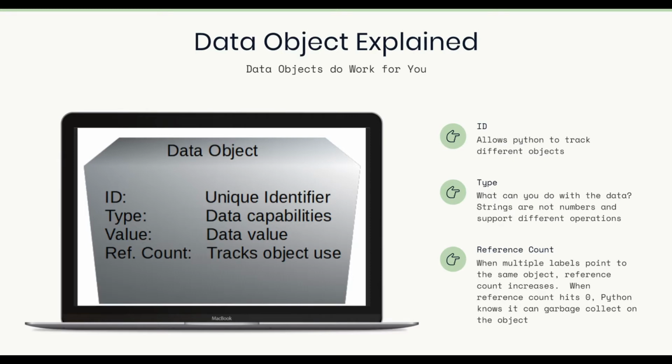And reference count. When multiple labels point to the same object, reference count increases. If we change what those variables point to, reference count decreases. If reference count hits 0, Python knows it can garbage collect that object. And then the other attribute that's there is value. For example, if we have an integer data object with a value 7, well, that's the value of that object, 7.